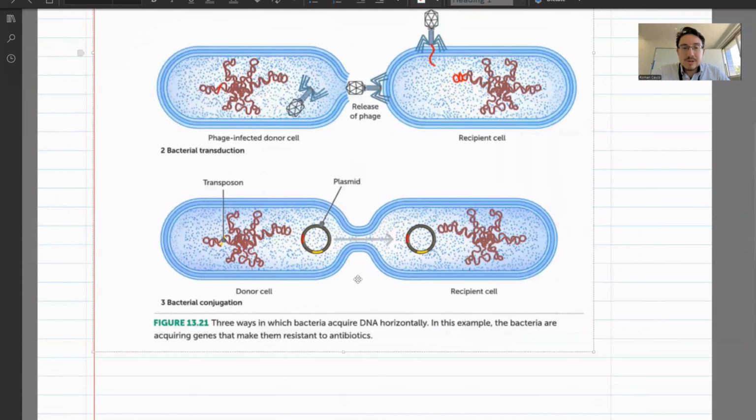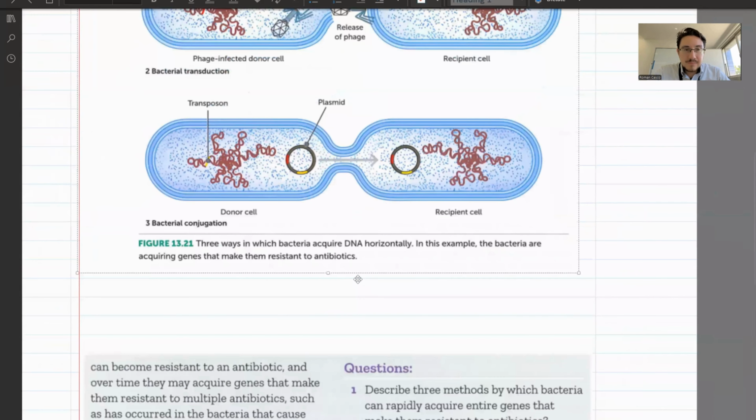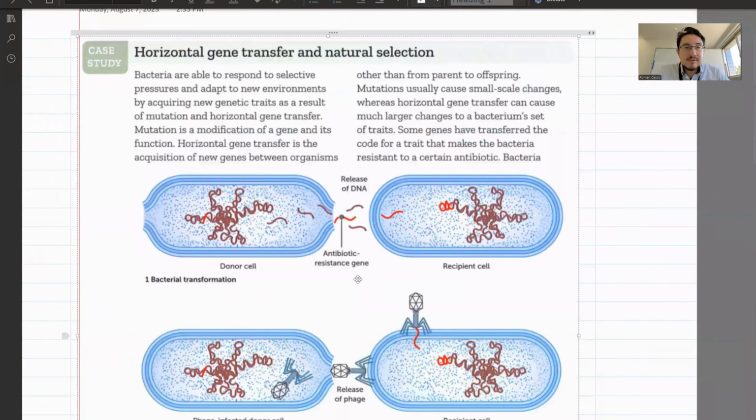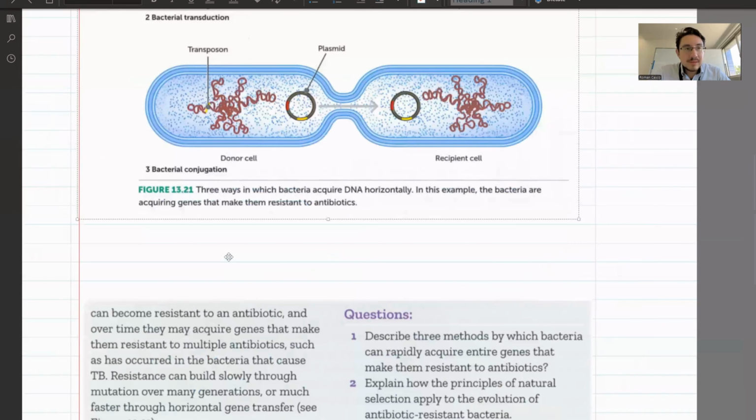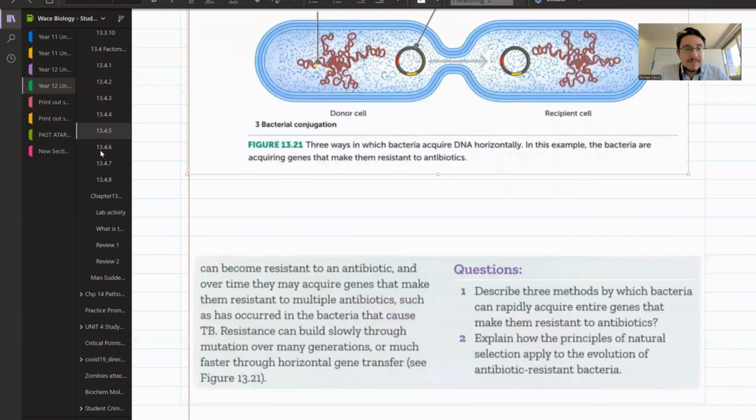Okay, so make sure you know these three methods of gene transfer, and it's referred to as horizontal gene transfer because you're passing to a neighbor, right? Vertical gene transfer is when you pass from a parent to offspring. In this case, you just have two independent cells and you're horizontally transferring within the same generation, if I can say. Okay, good. All right.